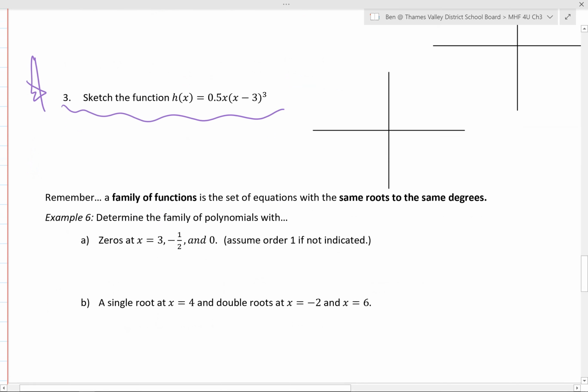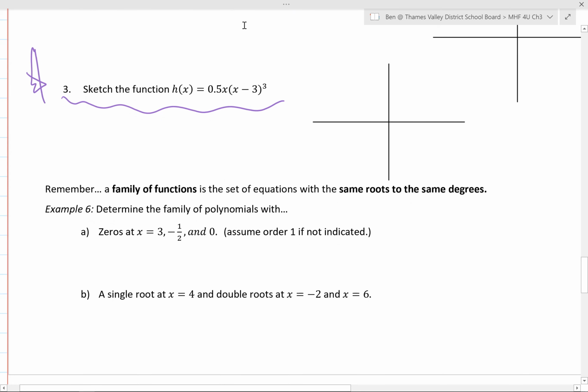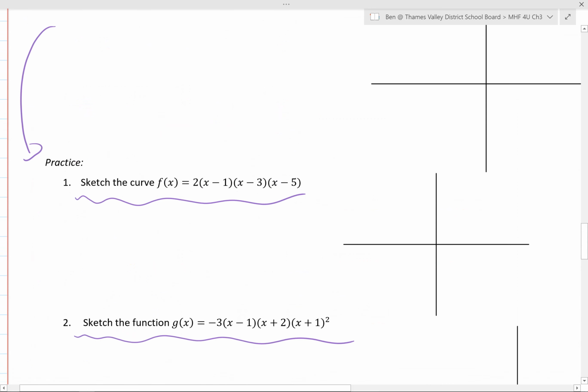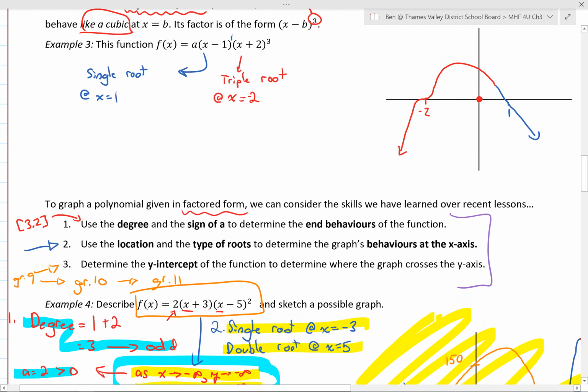Okay. Now pushing forward, there is still a little bit more to go over here. So remember, and this is terminology that we went through already, a family of functions is what we call a set of equations with the same roots to the same degrees. Right? We went over that just 2 pages up. Right here.